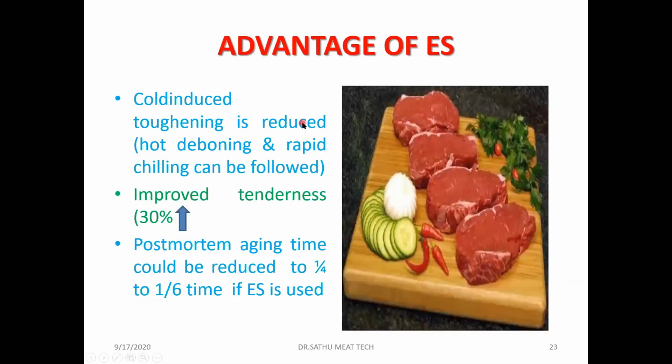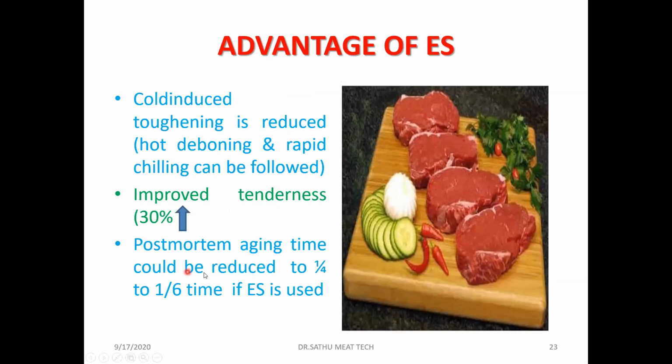What are the advantages of electrical stimulation? Cold induced toughening is reduced, that is, cold shortening will be reduced. So that will favor the hot deboning, and rapid chilling can be followed. And the studies show that tenderness is improved by up to 30% compared to non-stimulated meat.